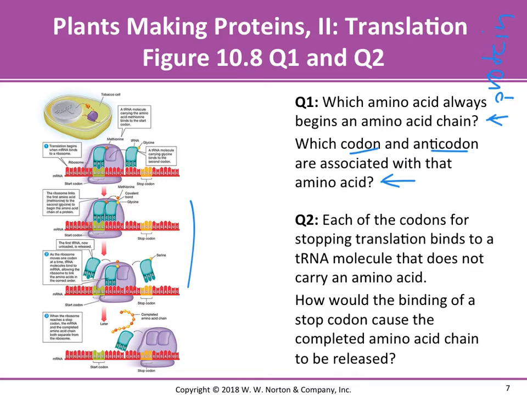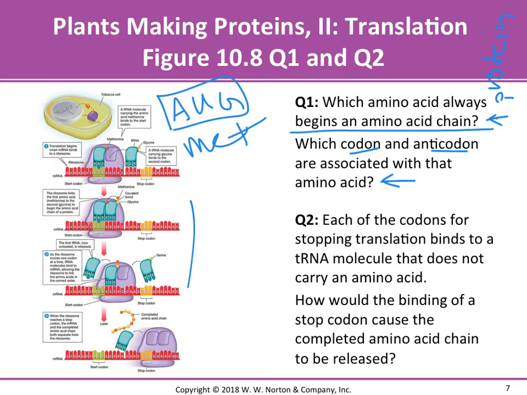Okay, we're back. Remember we said it has to start with AUG, right? That's where the ribosome grabs on, or at least where it starts doing the complementary base pairing. So AUG, remember we said, always specifies methionine. So every protein has to start with methionine, at least when it's first made.